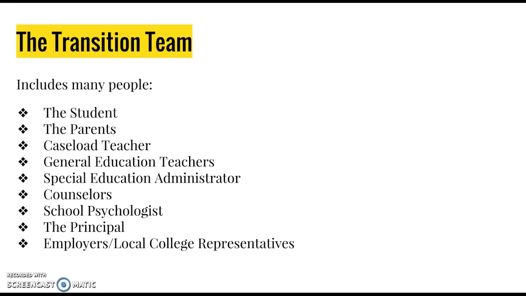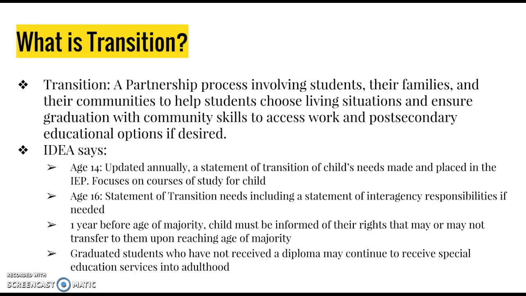So your transition team is going to be made up of quite a few people, and this is all just for one student. It's going to include the student's parents if they're available, your caseload teacher, your general education teachers, if this is applicable for the student, the special education administrator, any school counselors, the school psychologist, possibly the principal, and any of the student's employers, or local college representatives who will be there to give information and assessments for that student to help with IEP goals.